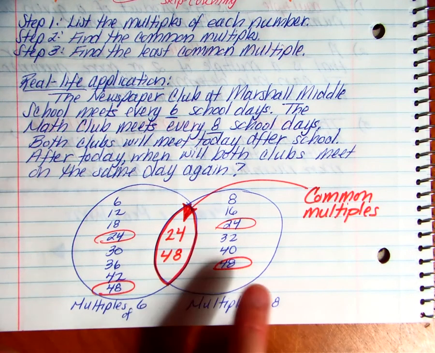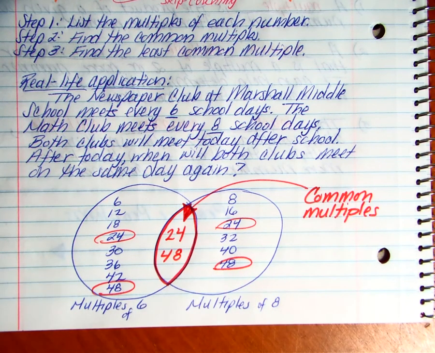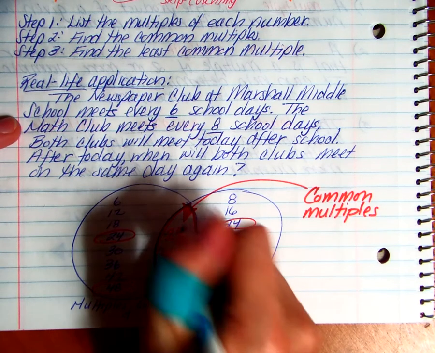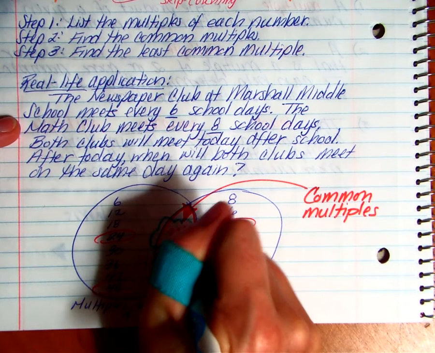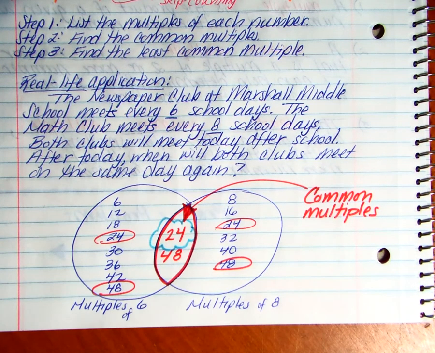Okay, so from the list we made, we can already see 2 common multiples. So we're off to a good start. Now we need to choose the smallest of the 2 common multiples. If you said 24, you are correct. So that means after school, after today, both clubs will meet again in 24 days. They'll meet at the same time again in 24 days.